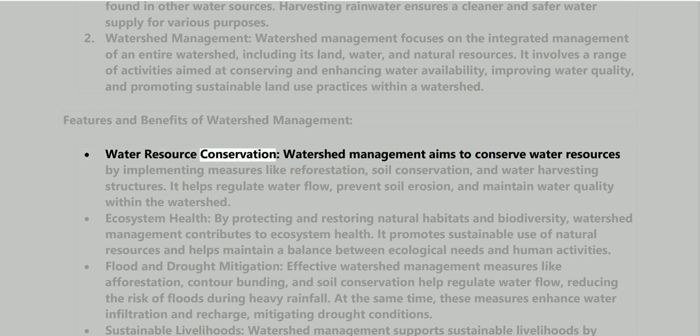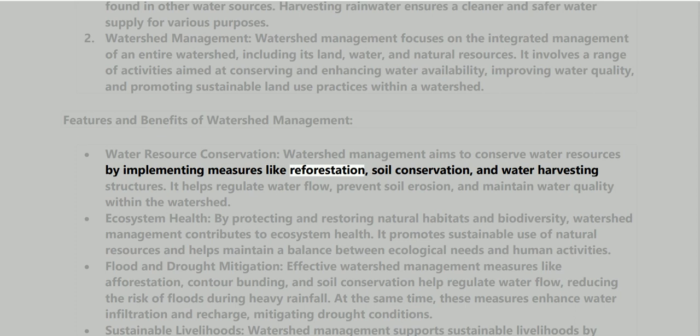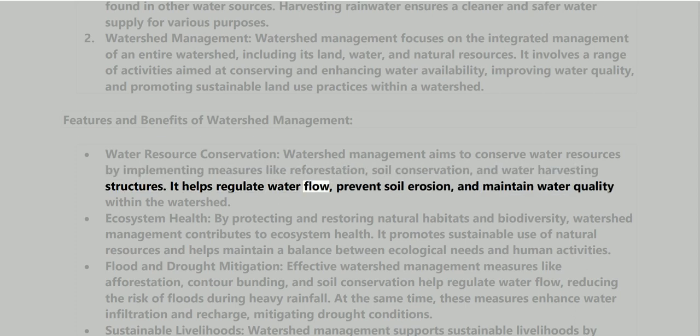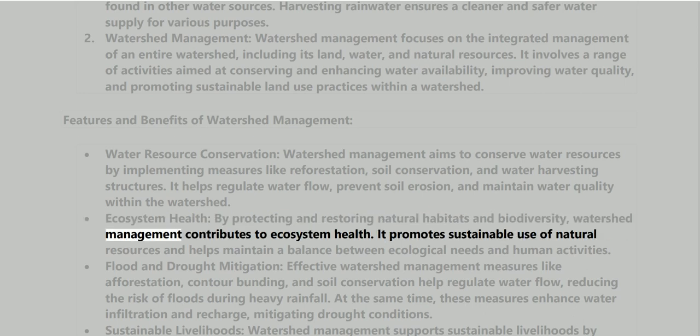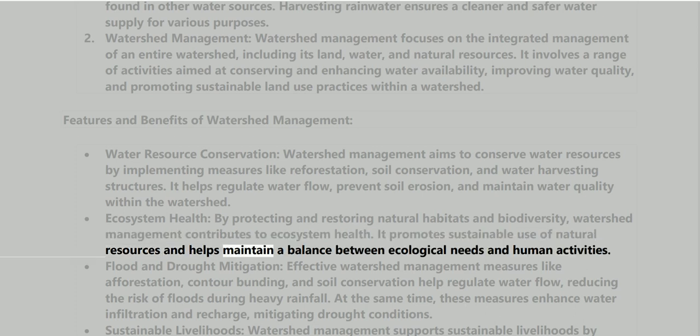Water resource conservation. Watershed management aims to conserve water resources by implementing measures like reforestation, soil conservation, and water harvesting structures. It helps regulate water flow, prevent soil erosion, and maintain water quality within the watershed. Ecosystem health. By protecting and restoring natural habitats and biodiversity, watershed management contributes to ecosystem health. It promotes sustainable use of natural resources and helps maintain a balance between ecological needs and human activities.